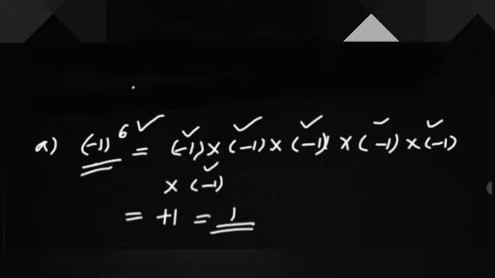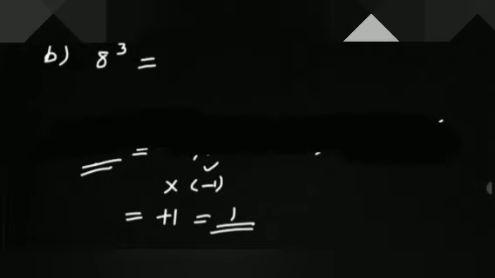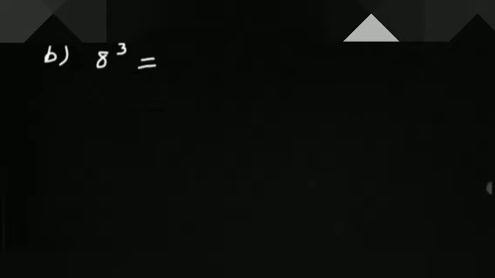Please write down the second question. Question number B. The question is 8 raised to 3. Okay, what is the value of this? 8 raised to 3 means what? The integer 8 is multiplied how many times? Yes, 3 times. That is the meaning. So, 8 raised to 3 means 8 is multiplied 3 times, that is 8 into 8 into 8.